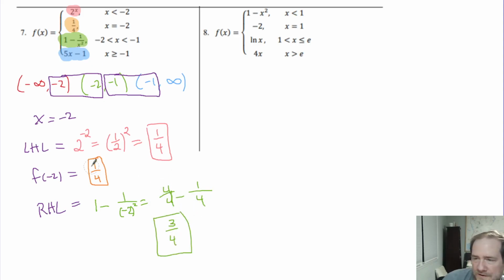So that spoils it. We are not continuous because it would only be continuous if all three of these were the same. So taking a closer look, I see a left-hand limit that's 1/4 and a right-hand limit that is 3/4. So they're very close to each other, but they're not the same. They're different. So this is another jump discontinuity.